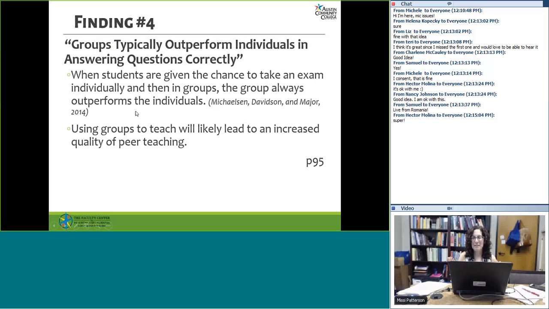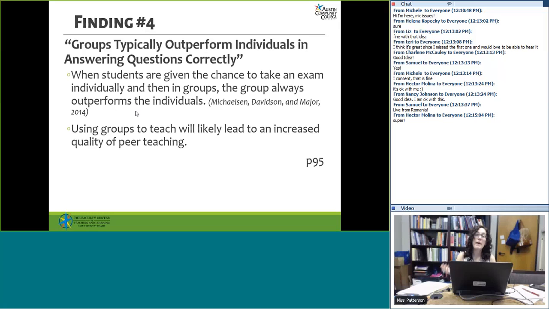So the final finding, groups typically outperform individuals in answering questions correctly. Now, this research finding is not necessarily just from the reciprocal peer teaching research. It's just something that we find again and again. So if students are given the opportunity to take an exam on their own, they'll score at a lower level than if you give those same students the ability to take an exam as a group.